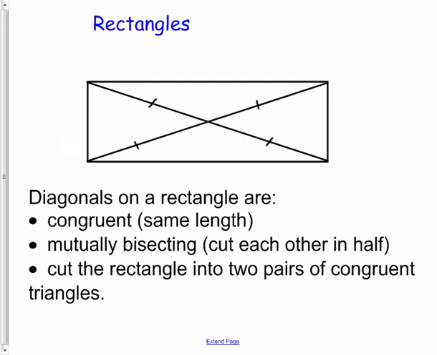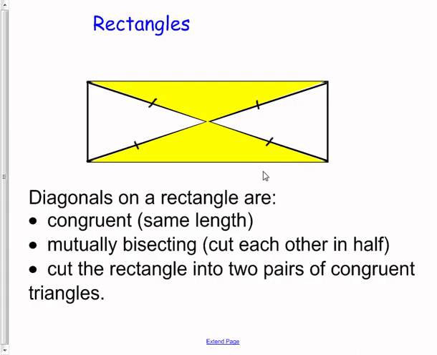The diagonals also cut the rectangle into two pairs of congruent triangles. What I mean is, this yellow triangle is the same as that yellow triangle down there, and the white triangle is the same as that white triangle. So these diagonals cut the rectangle into congruent triangles.